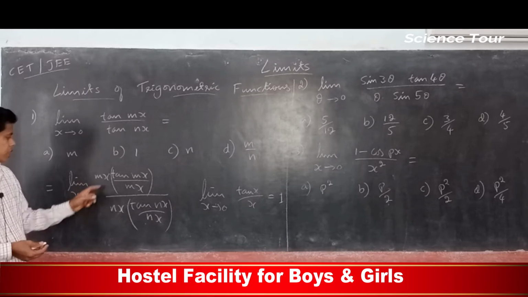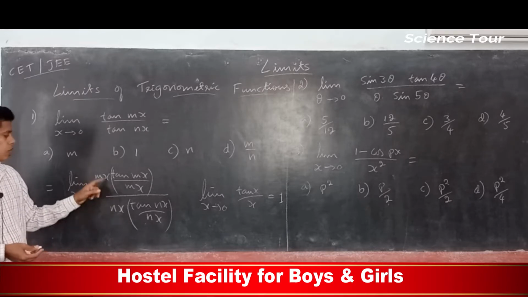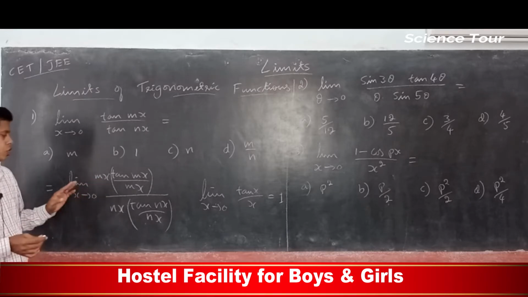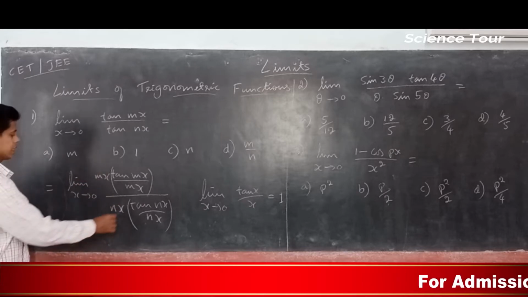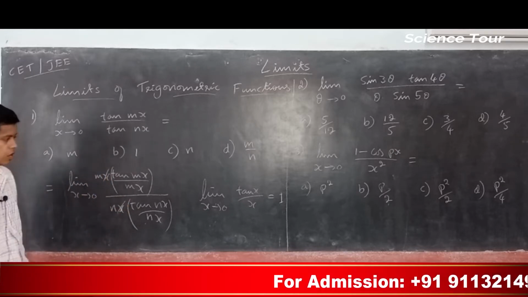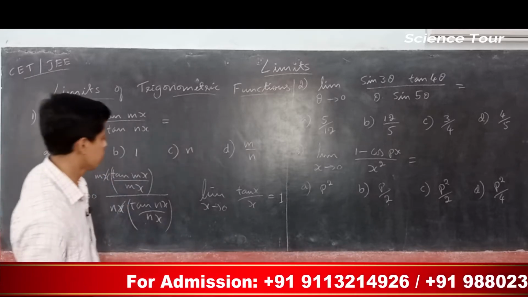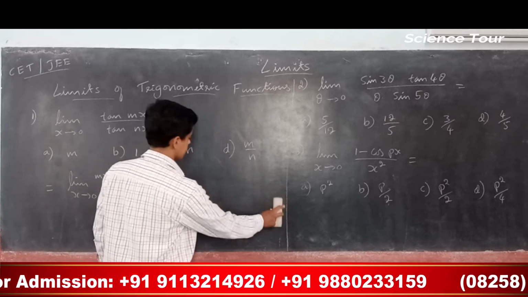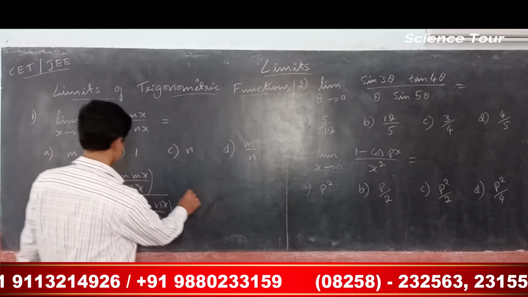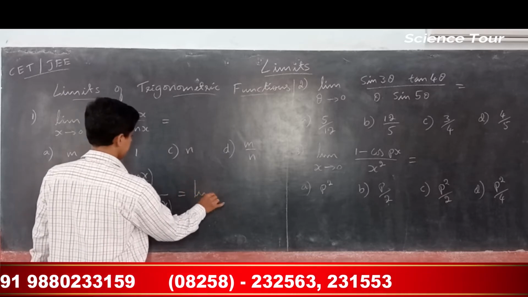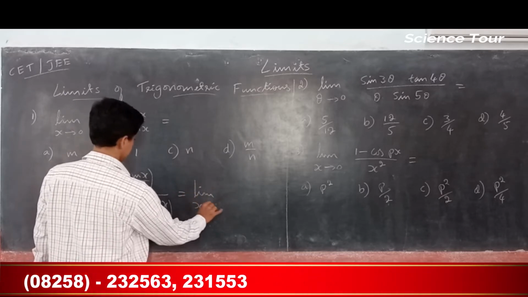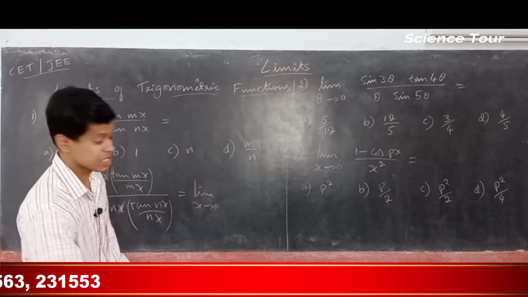So if you put x as 0 here, then you will get 0 by 0, correct? So you got to cancel this x first. Now cancel out this x, and then what remains here is limit x tends to 0. I will take the limit separately.